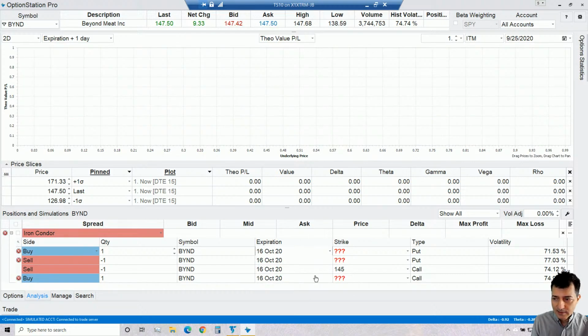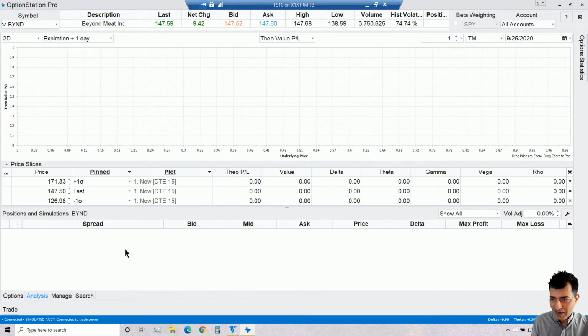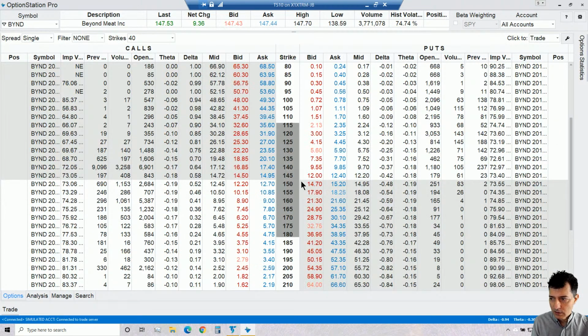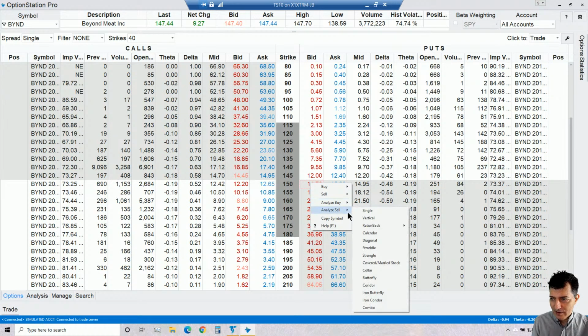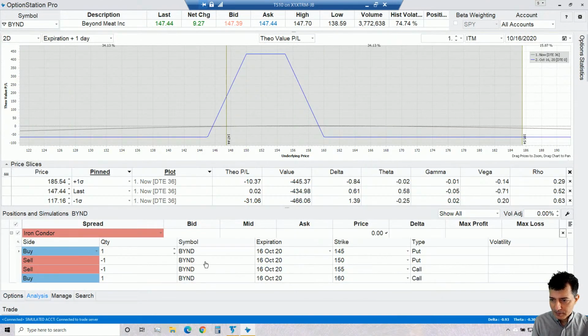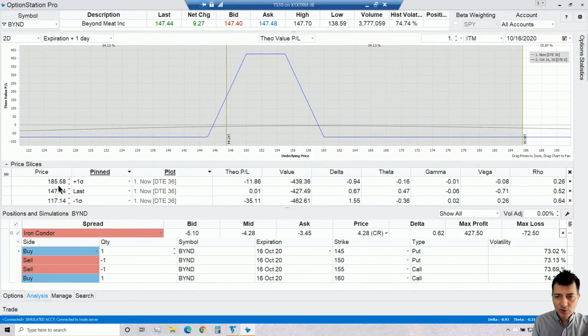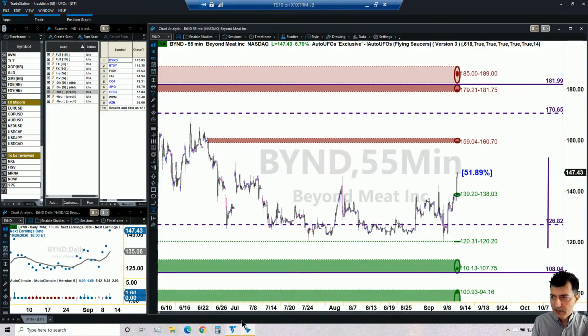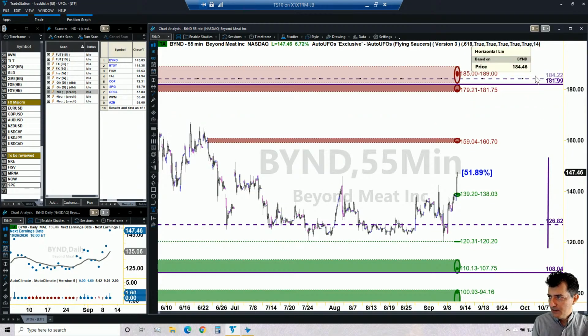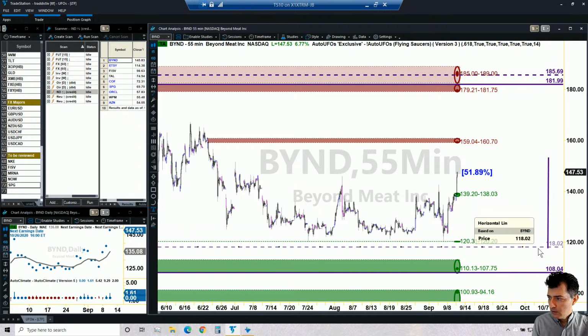So when I do that, and by the way, some strikes are not available, so let me re-enter the analyze sell iron condor like this, so it's quicker. So now we are talking about a range which is 185 to 117, so it changes a few things. Okay, so let me go back to the chart and readjust everything here. So 185 to 117. Okay, so 185 is here, 117 is here.